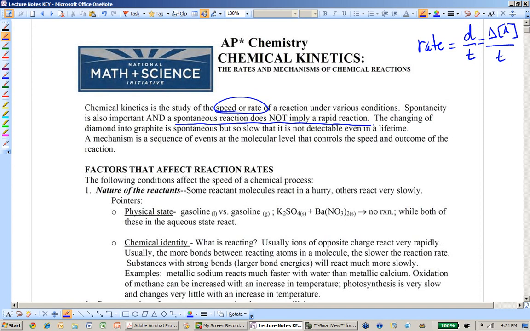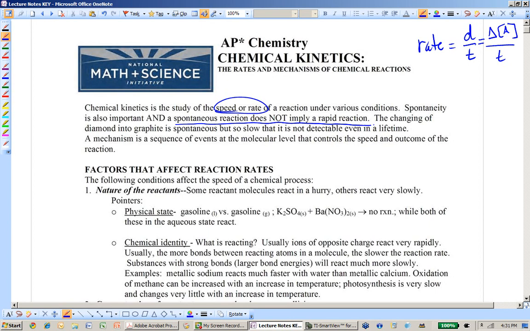So my example is changing diamond into graphite. I'm happy, considering I have a diamond wedding ring, that this is not a rapid process. I would be very unhappy to one day wake up and find that my diamonds have essentially been replaced with something that's essentially pencil lead. So it is a spontaneous process, but it's so slow that it's not detectable even in a lifetime or 2 or 3. My ring is from my grandmother, and it's probably every bit of 60 years old, and the diamonds are still intact, I can assure you.